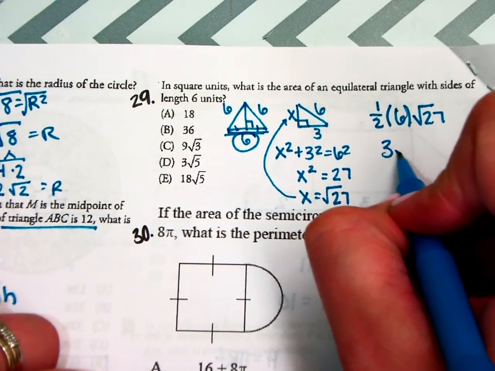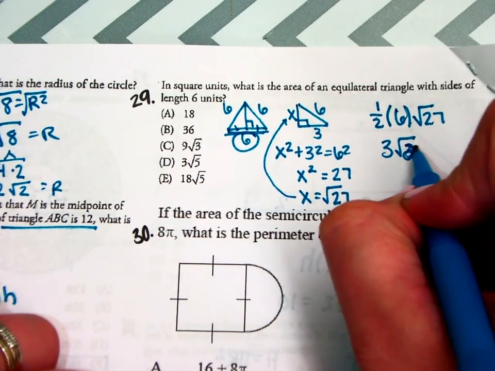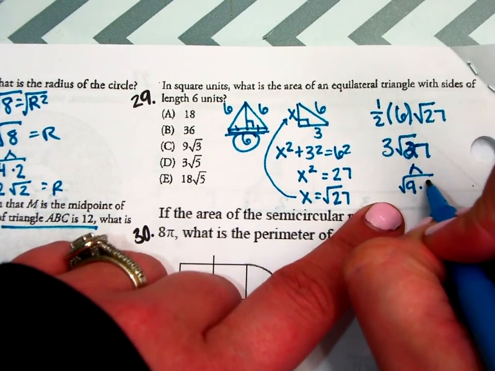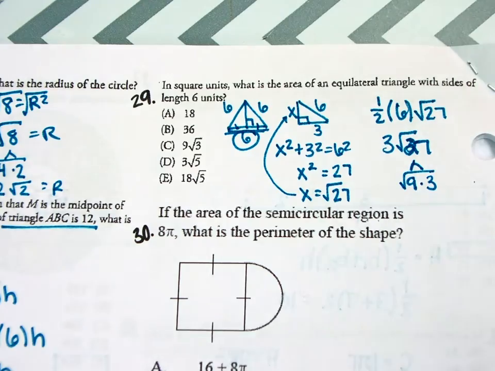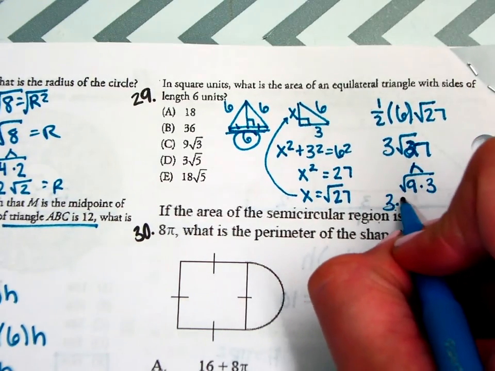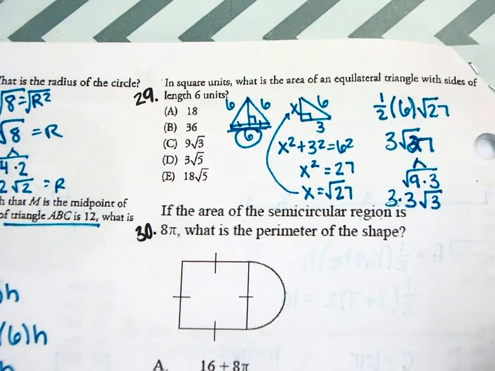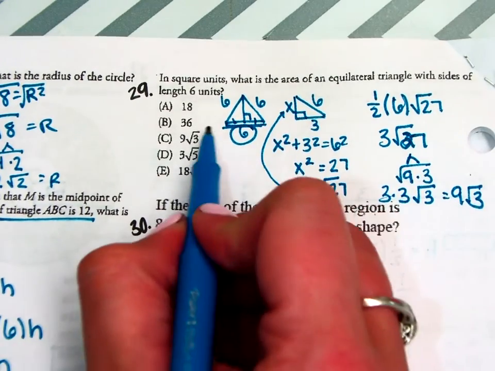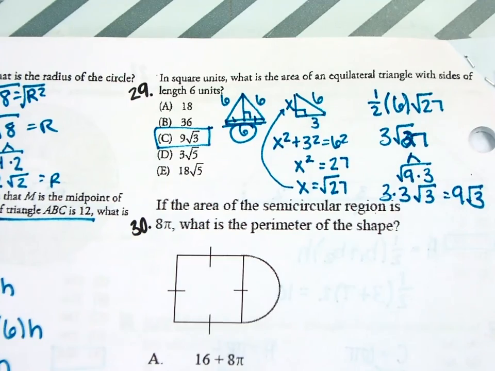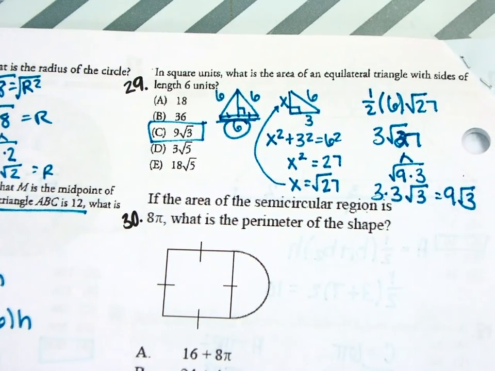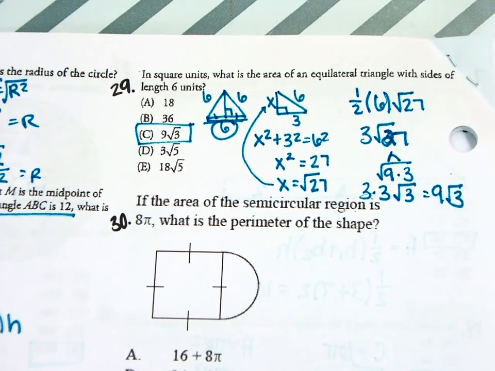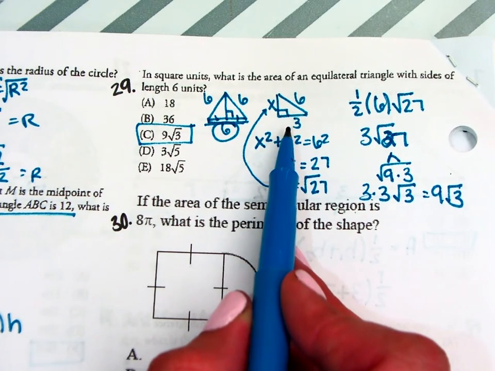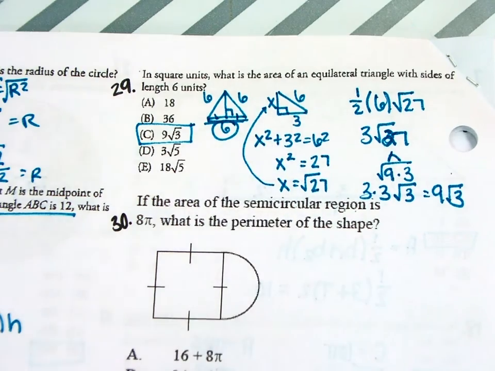Half of 6 is 3, so I get 3 square roots of 27. Not an answer choice. So the square root of 27 can be broken up into 9 times 3. So the square root of 9 is 3, so I'm left with 3 times square root of 3. Well, 3 times 3 is 9, square roots of 3. I'm going a little bit quicker through the simplifying radicals because we've spent plenty of time doing it. It's something we should do by now. So for an equilateral triangle, the height will bisect the base, which gives you a right triangle to help you find height.